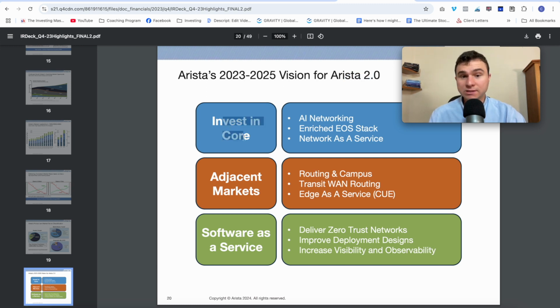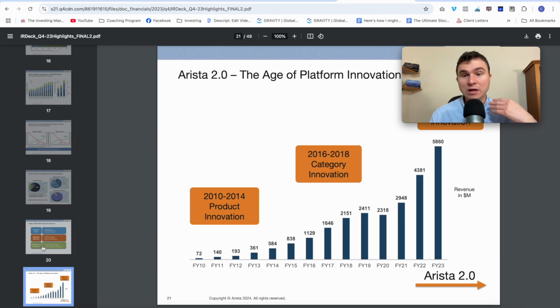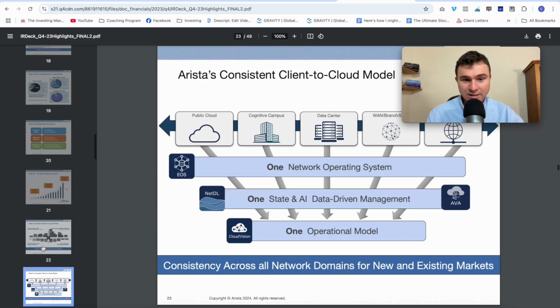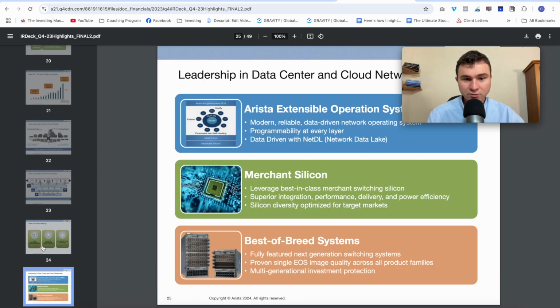They want to invest in core, so reinvest in the business model. They want to tap into new markets, okay, with new services, new products. And they want software as a service, so improve their business model. I'm not familiar with the business model, so I don't have any opinion on this one, but if you like Arista Networks, you are more than welcome to do the work. And they want a new vision, one operational business model. I continue.